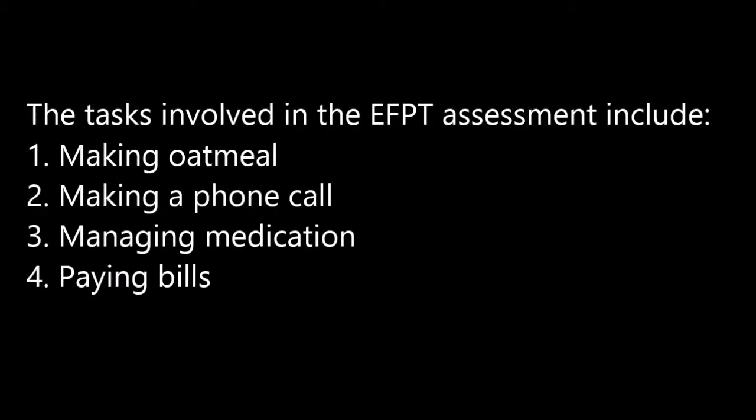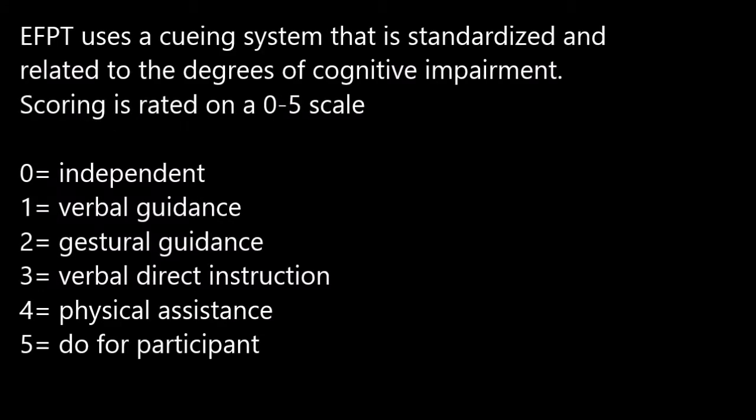The tasks involved in the EFPT assessment include making oatmeal, making a phone call, managing medication, and paying bills. EFPT uses a cueing system that is standardized and related to the degrees of cognitive impairment. Scoring is rated on a 0 to 5 scale.